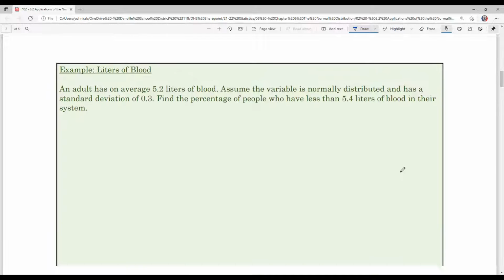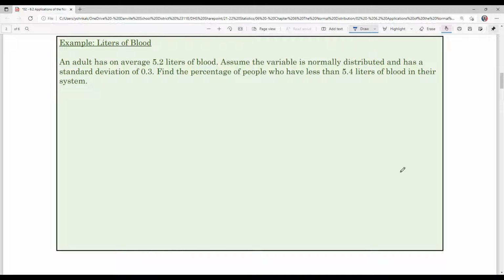Here is an example of how we can use our z-score information to calculate different probabilities. An adult has on average 6.2 liters of blood. Assume the variable is normally distributed and has a standard deviation of 0.3. Find the percentage of people who have less than 5.4 liters of blood in their system. All right, so first thing we want to do is draw a picture. Then we want to take a look at the information.